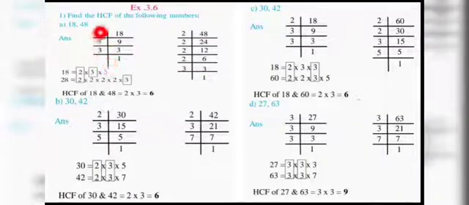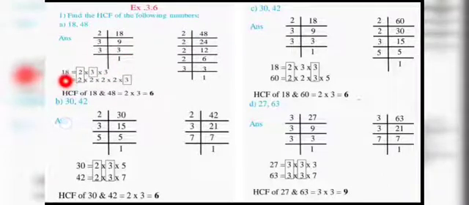We have to do the prime factorization of 18. 2 9s are 18, 3 3s are 9 and 3 1s are 3. Similarly for 48, 2 24s are 48, 2 12s are 24, 2 6s are 12, 2 3s are 6 and 3 1s are 3. For HCF you have to do the factorization of 18 and 48 separately.